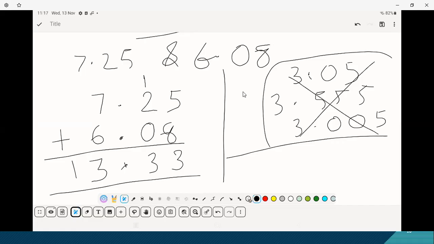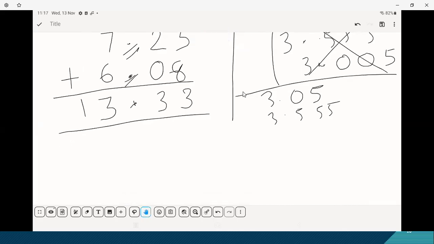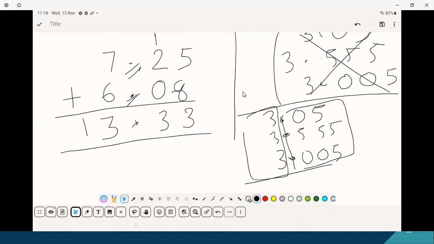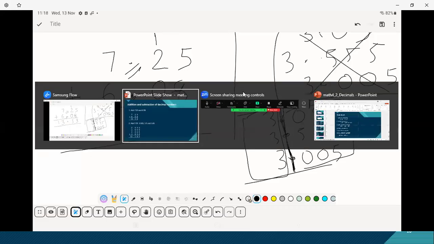You have to write the decimal below the decimal, like 3.05, so 3.555 and 3.005. So all the decimals are at the same place. It should be at the same place. The numbers can be changed, no problem. The decimal should be at the same line. Okay, this is the simple thumb rule you need to follow. Okay, let's move to the slide.